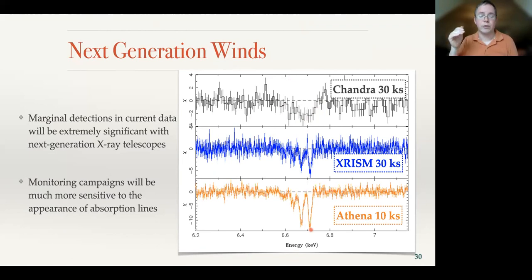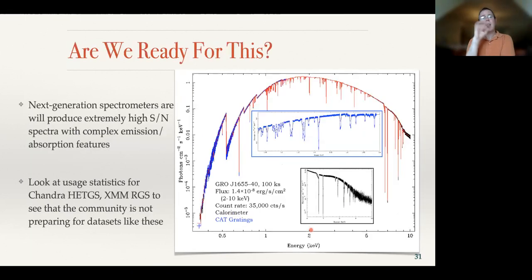And so as we target those states where we want to find absorption, we're going to be much more sensitive to them. Even if they're there now, we just can't find them with the quality of data that we have. We can look forward to that. But I want to make a caveat here, because this is a spectrum with Lynx from the CAT gratings and the microcalorimeter that I simulated to look just like J1655. This is 100 kiloseconds of data.